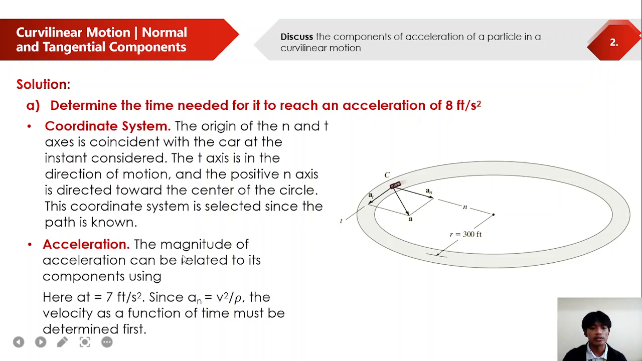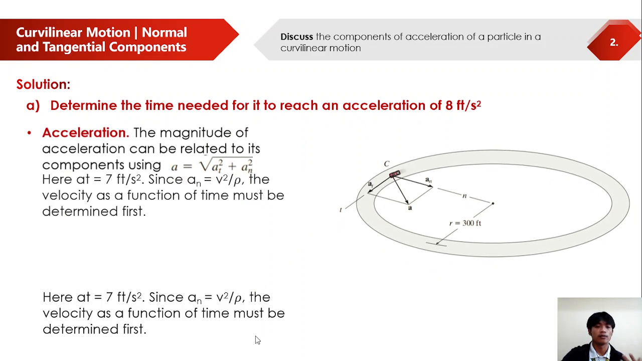So the magnitude of the acceleration can be related to its components using a is equals to square root of a sub t squared plus a sub n squared. So here at 7 feet per second squared, that's for your tangential acceleration. Since a sub n is equals to v squared over rho, the velocity as a function of time must be determined first. So, kailangan pa natin i-identify kung ano yung function ng velocity natin with respect to time.